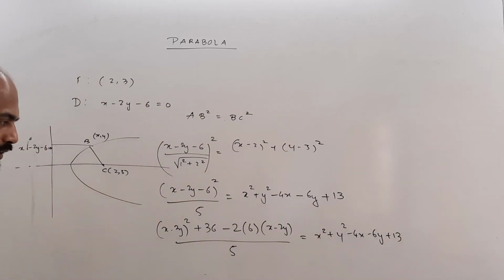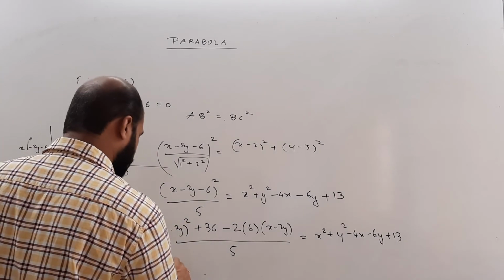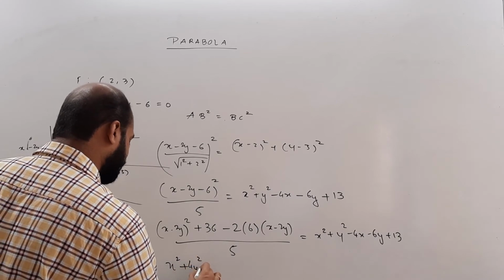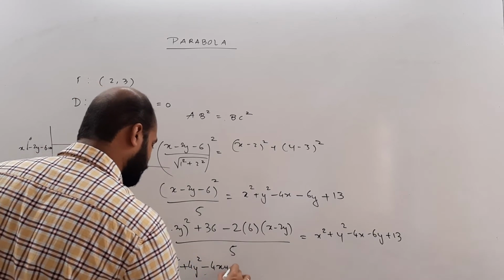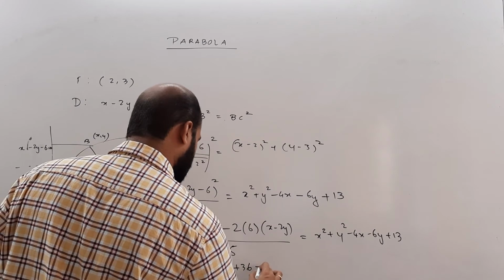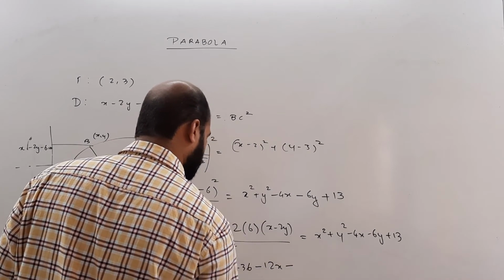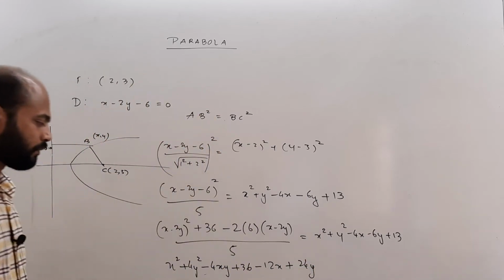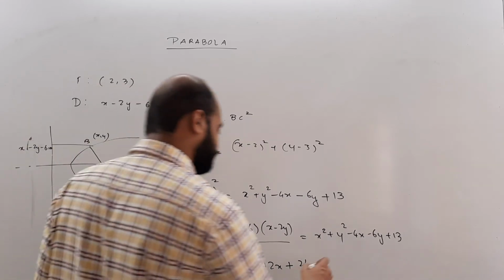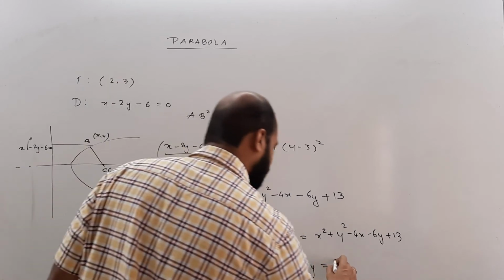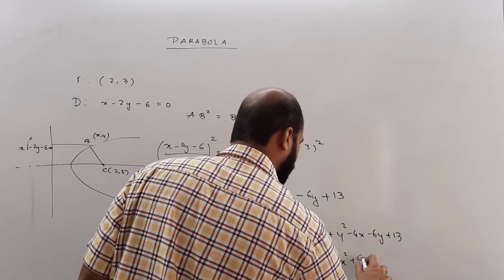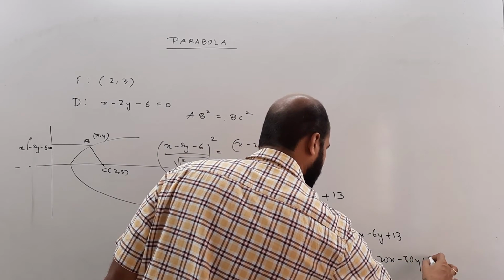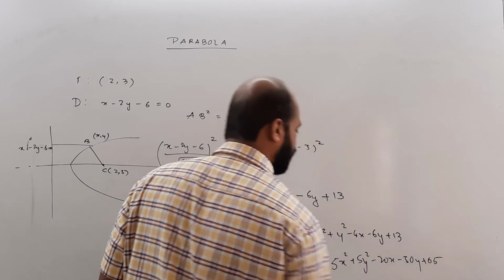So now that we have got this, let us square it up and check what we get. So this is going to be x square, this is going to be 4y square. In between we'll have a term 4xy plus 36 minus 12x plus 24y. On this side we'll multiply this 5 over here, and this will be 5x square plus 5y square minus 20x minus 30y plus 13 5s are 65.